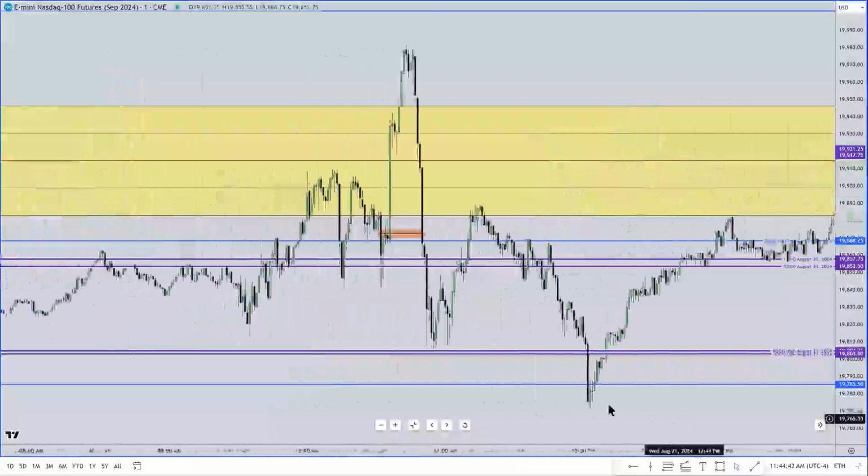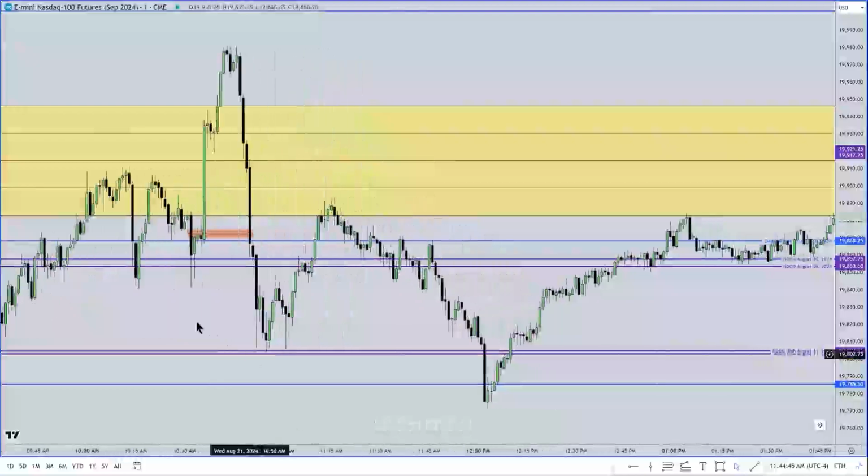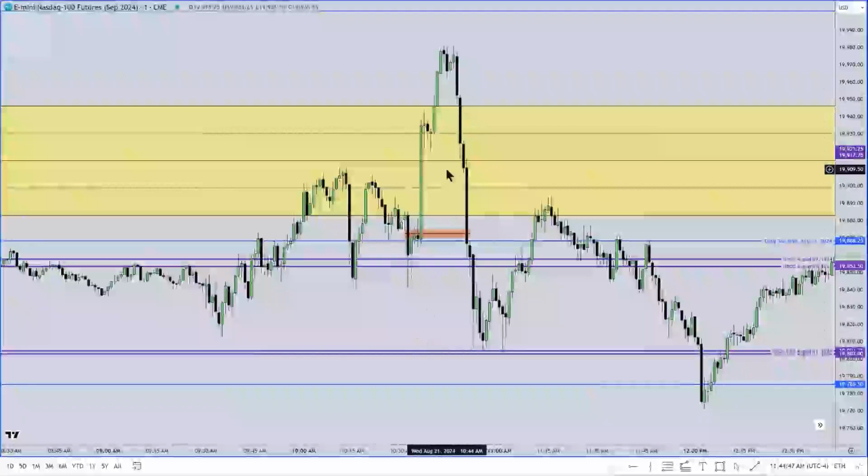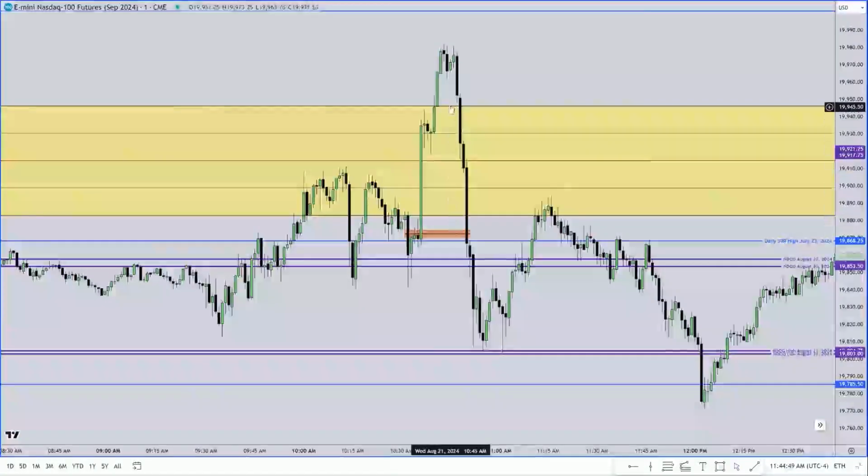So we have the volume imbalance here, and I have the quadrant levels there. I was watching price on the 1 minute chart, and if you look at yesterday's presentation, it was the only video I put up. I didn't do a live stream yesterday.